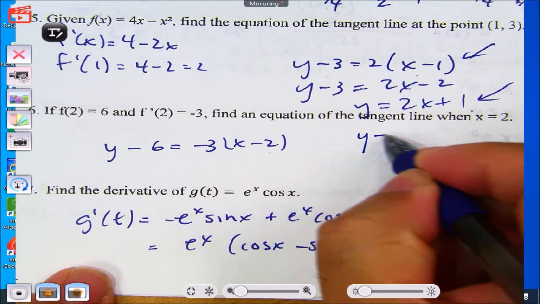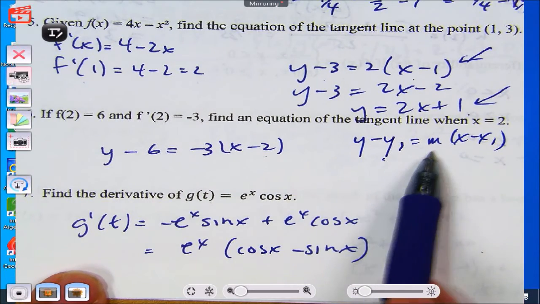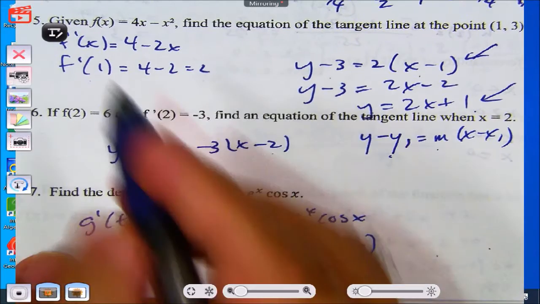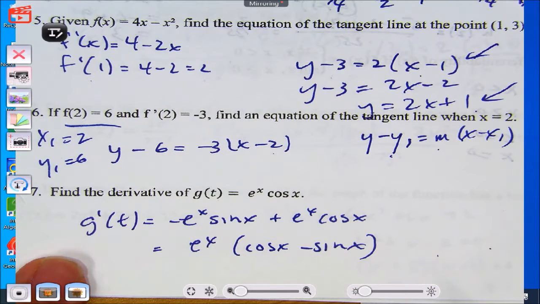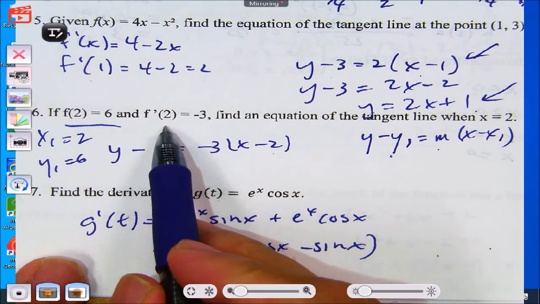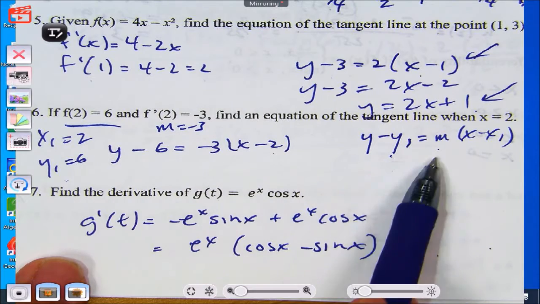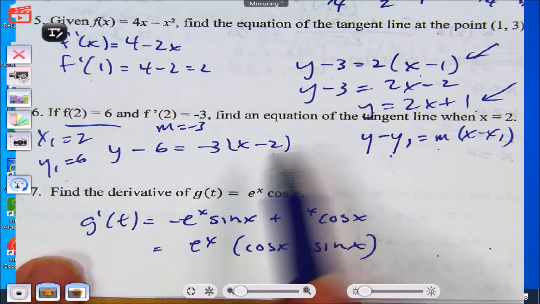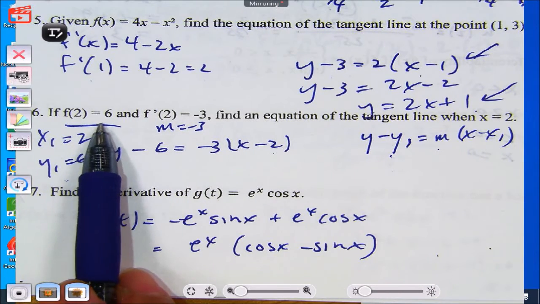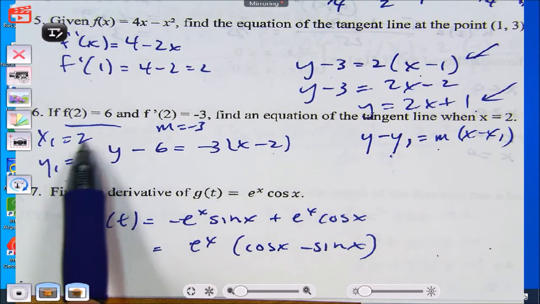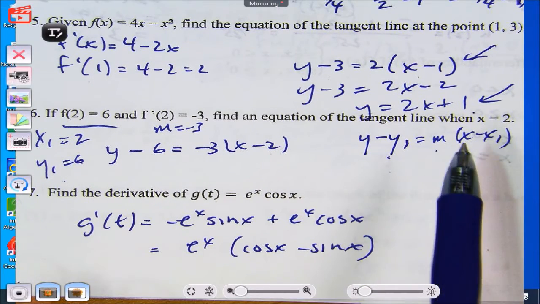So the equation of a line looks like this, right? So y1, m, x1 are all numbers. So f of 2 equals 6 tells you x1 equals 2 and y1 equals 6. If they tell you the derivative is negative 3, that tells you the slope is negative 3. So you have all the information you need to fill it in. This question is, can you interpret the information you've been given? This is the ordered pair 2, 6. This is the slope at x equals 2. And they're asking you, what is the equation of the tangent line at x equals 2?